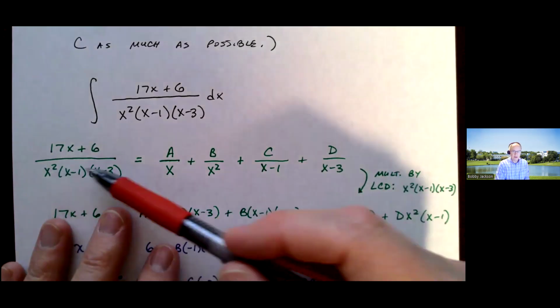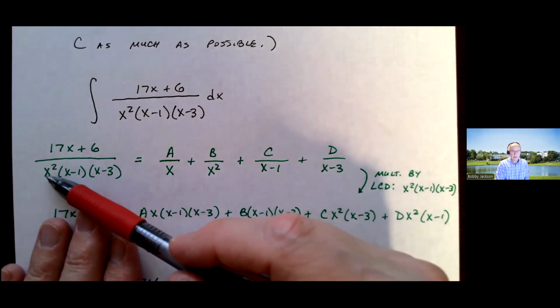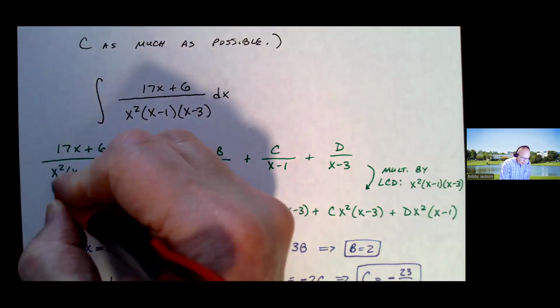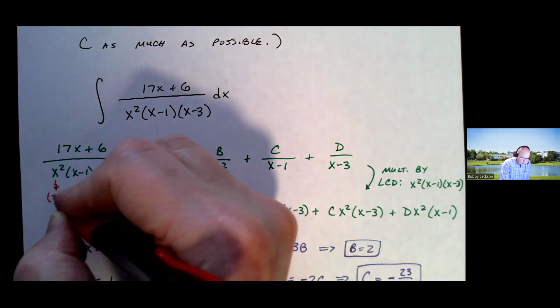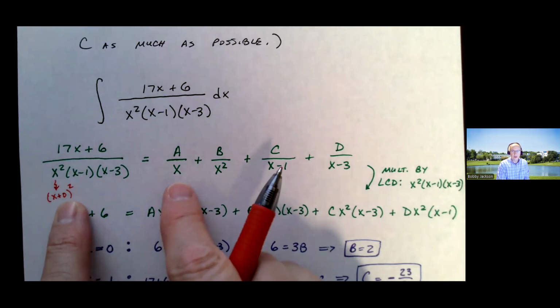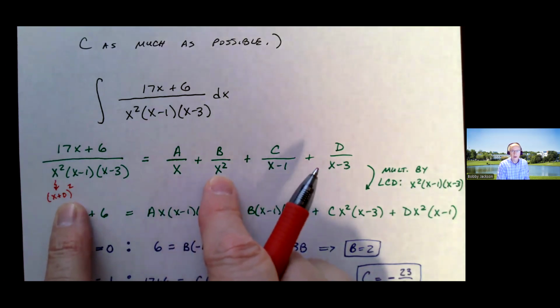Since the denominator is factored for us, we know that, first of all, from x squared, that's a linear factor, right? X is really x plus or minus 0, I guess, quantity squared is what we're looking at. So it's a linear factor, but there's 2 of them. So I'll have A over x plus B over x squared.